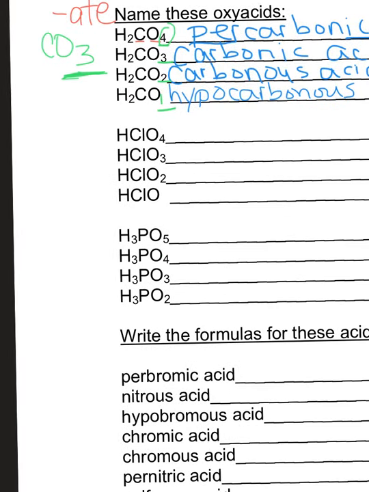Okay, the second group, what's the ATE ion? Chlorine and oxygen. That ends in ATE. That'll be chlorate. Okay, chlorate is ClO3. Now in the next bunch below, what's our ion that ends in ATE that has phosphorus and oxygen? That'll be phosphate, PO4. Okay, that's going to be phosphate.